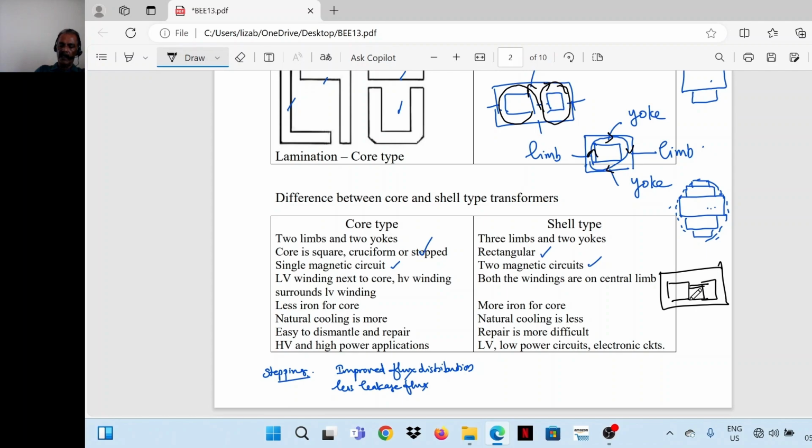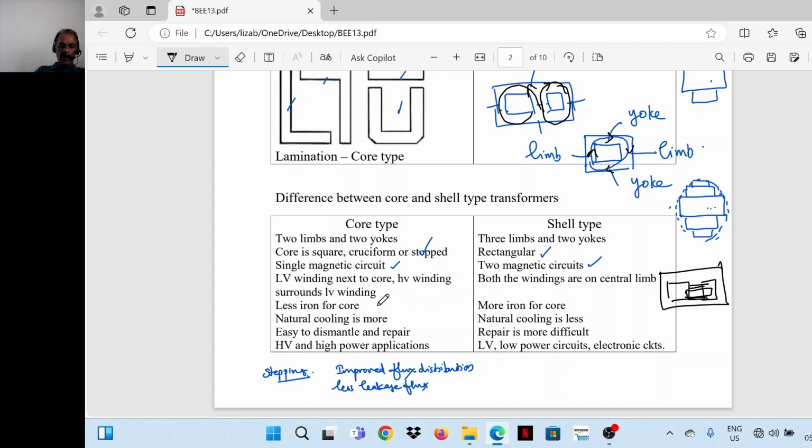Half HV here, half LV here, half LV on the other end, HV in the middle. Like that we can put it, or different types of arrangements are there for that. So both the windings are on the central limb. The outer limbs are used just for circulation, to complete the magnetic path.